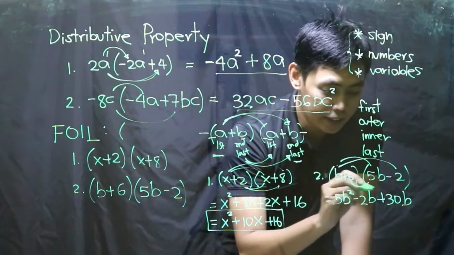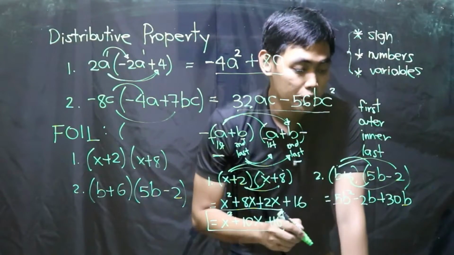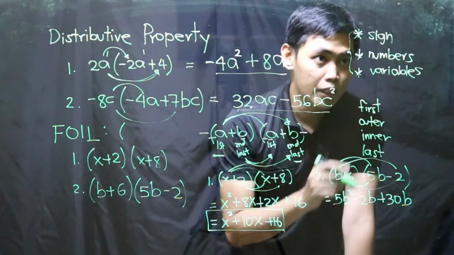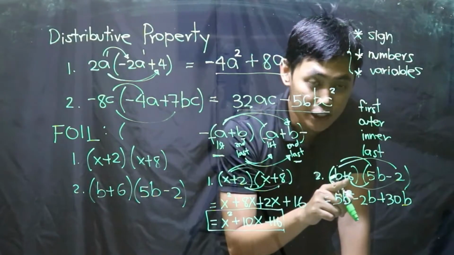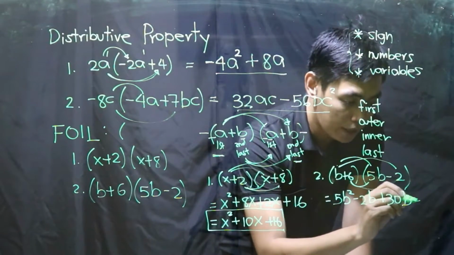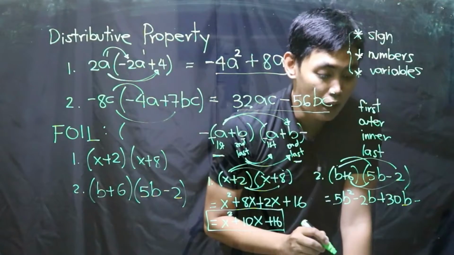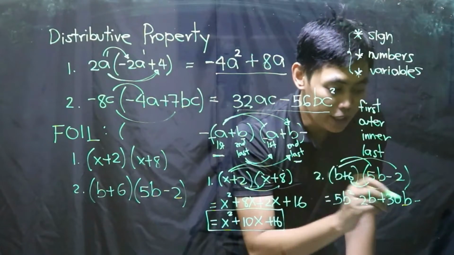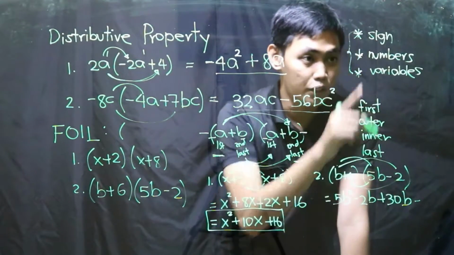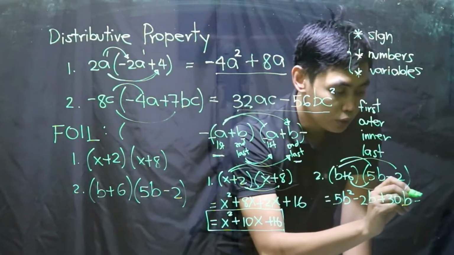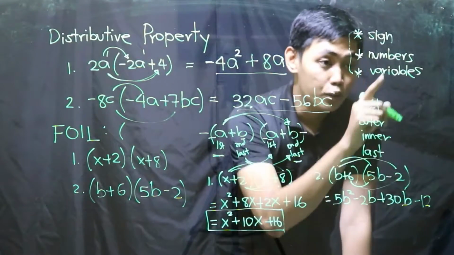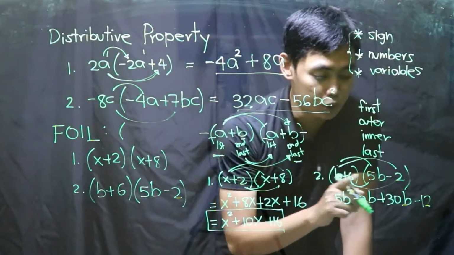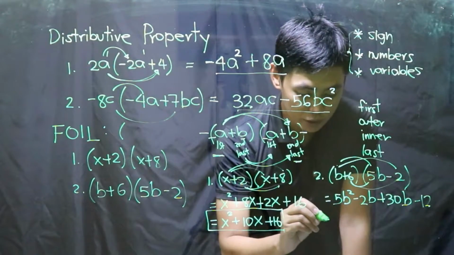Next, we have last. So 6 and negative 2. Sign, positive 6, negative 2. So that would be negative. Okay, very good. Negative number. Numbers, 6 times 2, 12. Do we have variables? No variables. So, let's leave it at this.